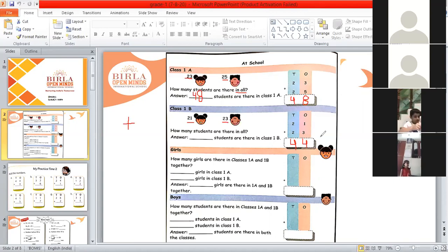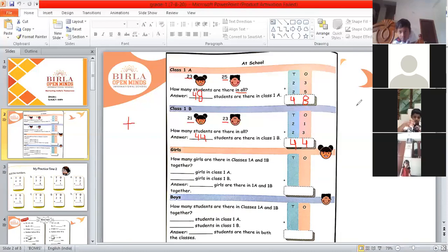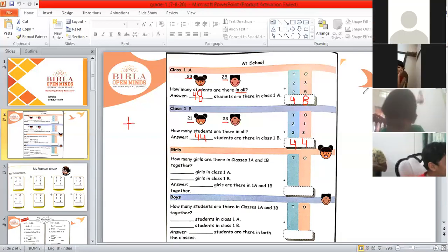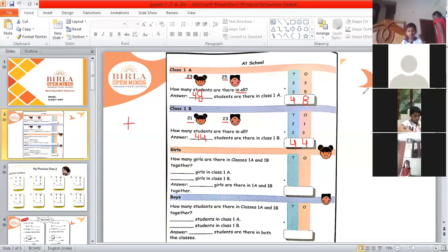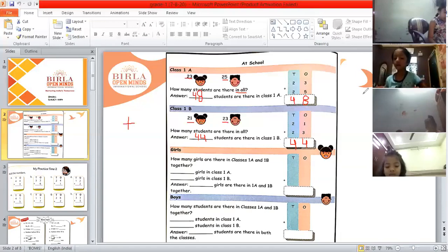So the answer is 44. In this blank space also you need to write the answer. So this is 44, children. We will write here also. Okay, so we have done till here. Keep on writing answers.